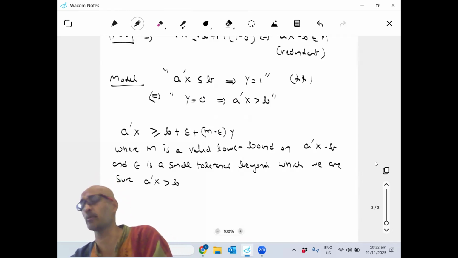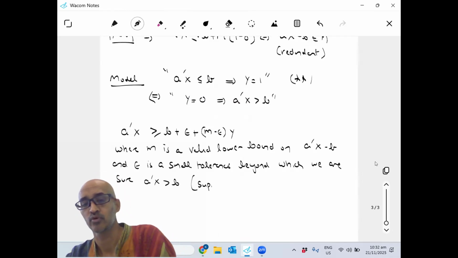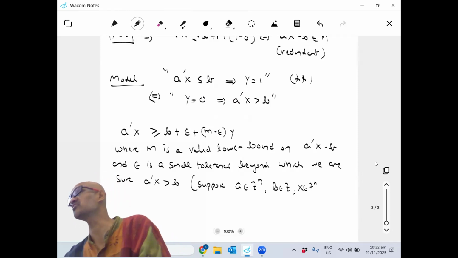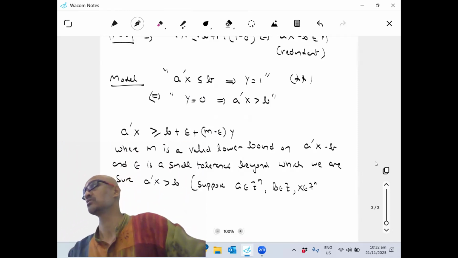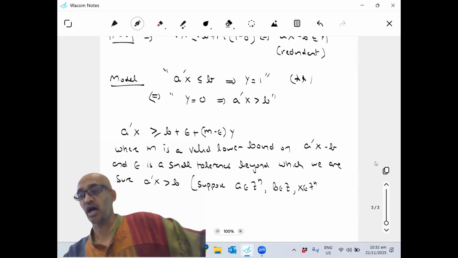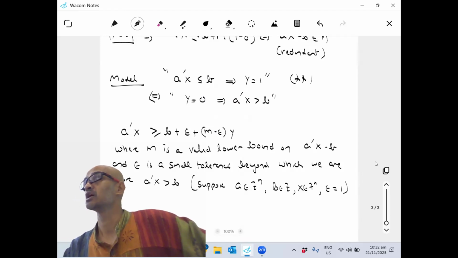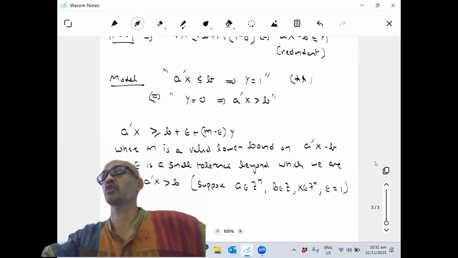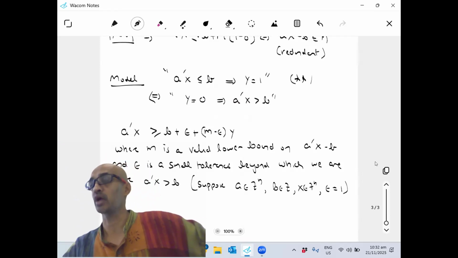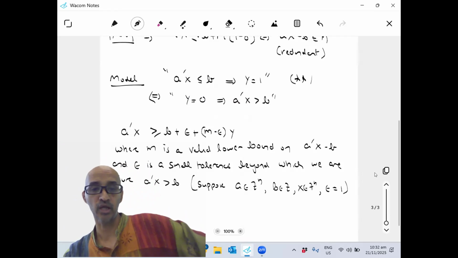But basically, the easiest way you can think about this is suppose everything is integer. A has integer entries, B is integer, and let's say X is integer. So everything is integer valued. If I want an integer to be strictly greater than some other integer, I simply have to set epsilon equal to 1, right? If something is strictly greater than 4, the smallest tolerance is 1, so 5 or more. So there's a smallest tolerance, epsilon equal to 1. Okay. So how do you model this?